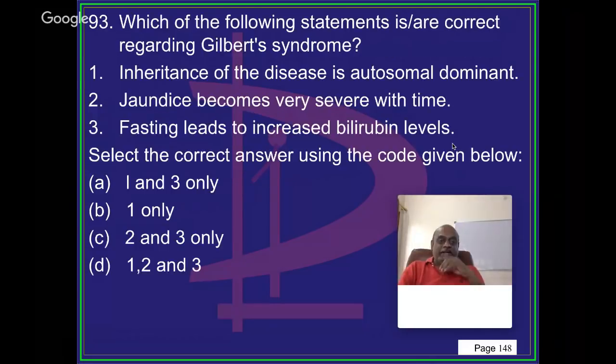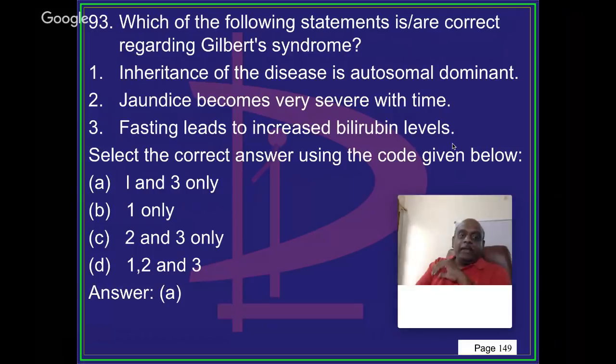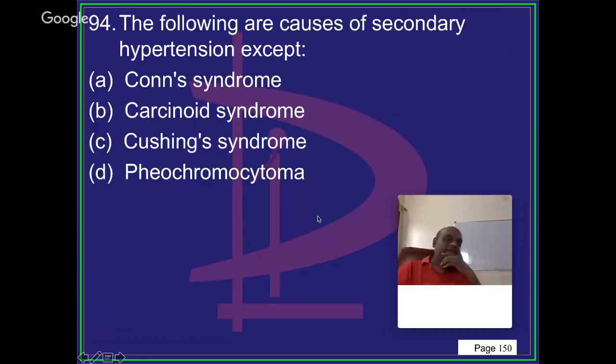Now coming to Gilbert. Gilbert's inheritance is autosomal dominant. And the fasting leads to increased bilirubin in Gilbert. But jaundice is not very severe over a period of time. It is not progressively increasing jaundice in Gilbert is what you have to basically remember.